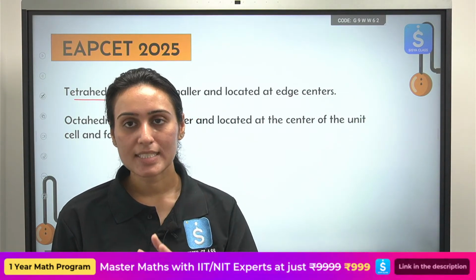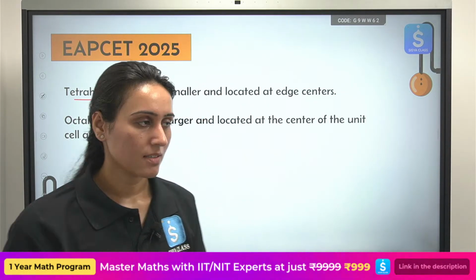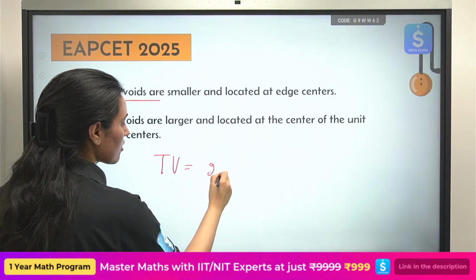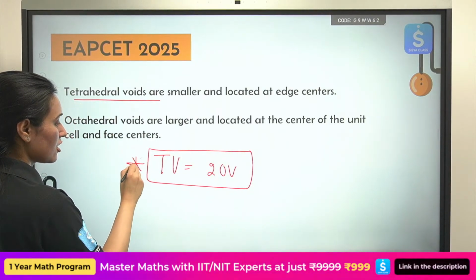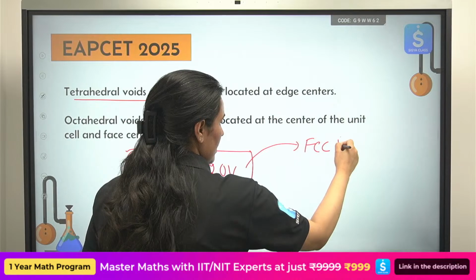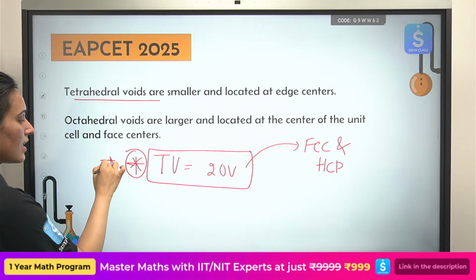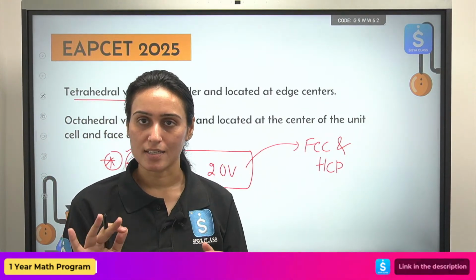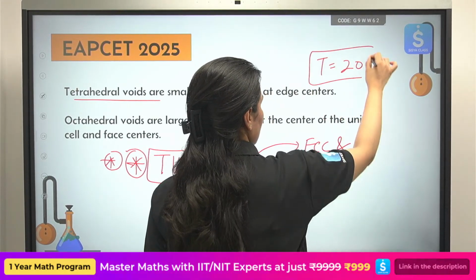The questions will be asked in case of FCC and HCP, and there's a simple way to remember it. Number of tetrahedral voids are twice of octahedral voids. You will use it for FCC and HCP. Note this down. How will we remember it? T2O. Tetrahedral voids are twice of octahedral voids. I hope you can remember it.